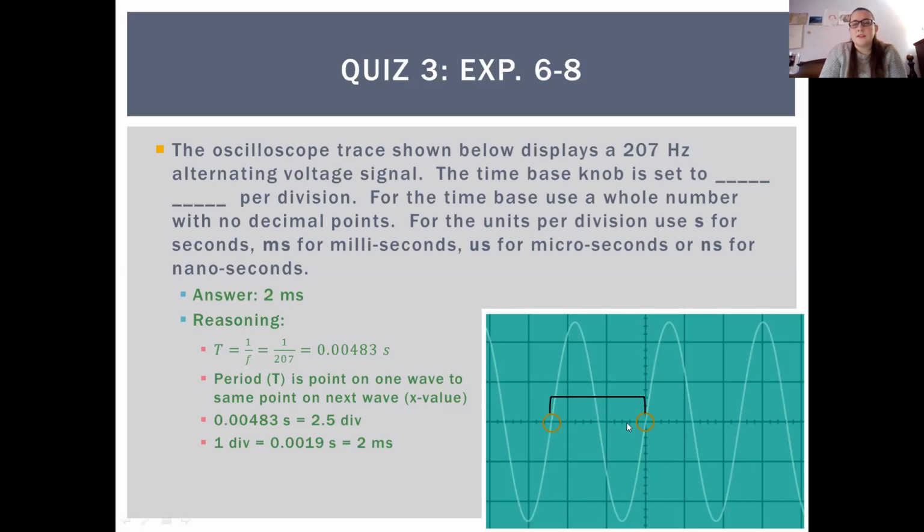So the period is that x distance, which ends up being about 2.5 boxes, or 2.5 divisions. We basically want to know what one division is, what the time div knob is set at. So the period we calculated from the frequency equals 2.5 divisions. That means one division is our period divided by 2.5, or 0.0019 seconds, which is approximately 2 milliseconds. So that's what our time div knob is set at.